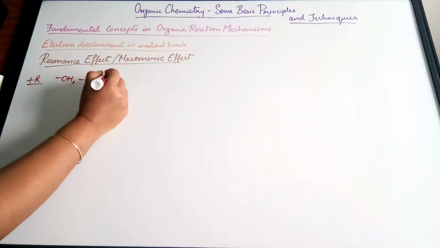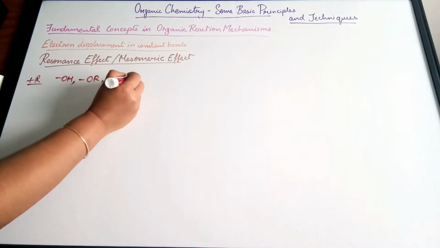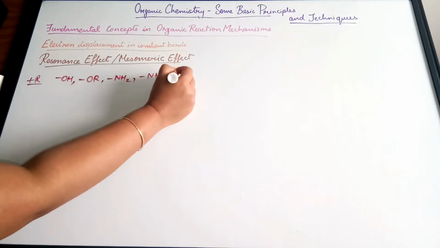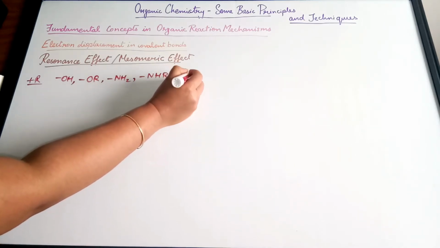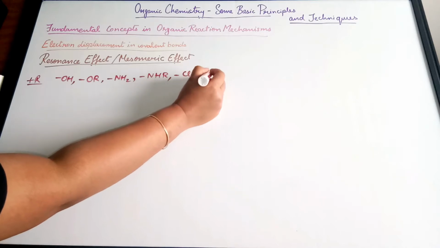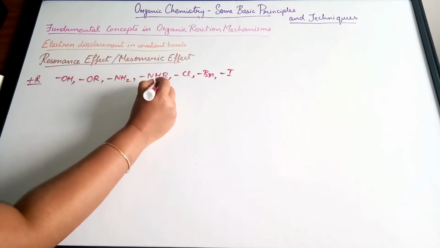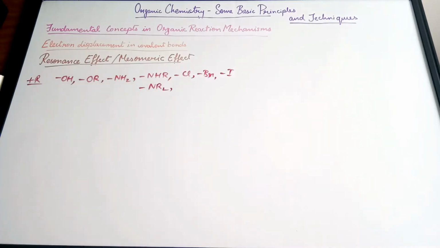OR group, NH2 group, NHR, and Cl, Br, and I, and even actually NR2 group. So these plus R effect substituents have the ability to donate electrons.